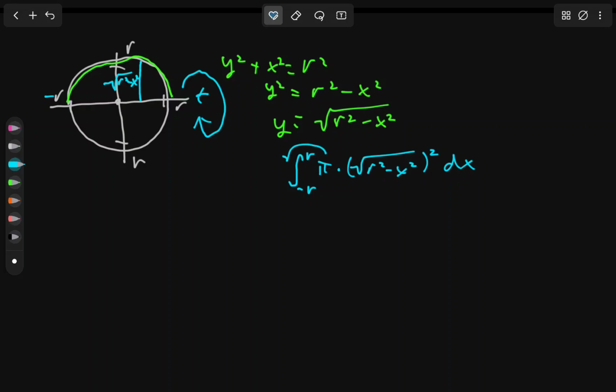Well, we're going to pull this pi out front, so we get pi times the integral from negative r to r. The square and the square root will cancel each other, so we're left with r squared minus x squared dx. Integrating this with respect to x, we get pi from negative r to r. The integral of r squared is just a constant here, so it's just going to be r squared x minus x cubed divided by 3. I don't know why I kept the integral sign there. And we're evaluating this from negative r to r.